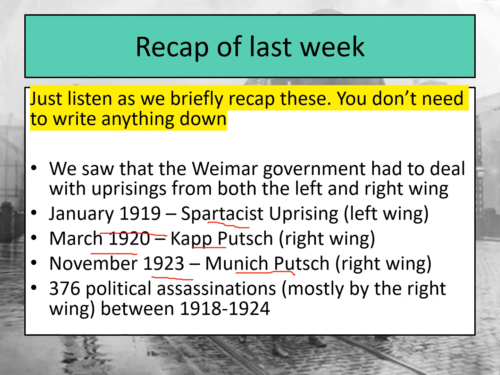Now, as well as that, we have briefly mentioned the fact that there were 376 political assassinations, mostly by the right wing. 354 of them were carried out by right-wing people. So we've seen there's been lots of political challenges to the Weimar Republic. And this week, we're going to be looking at challenges to the Weimar Republic, but instead of looking at political challenges, we're going to be focused on economic challenges.